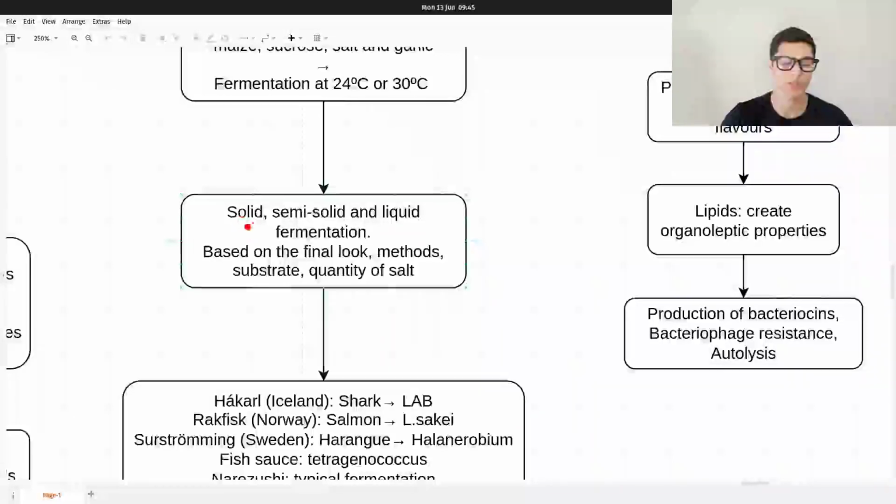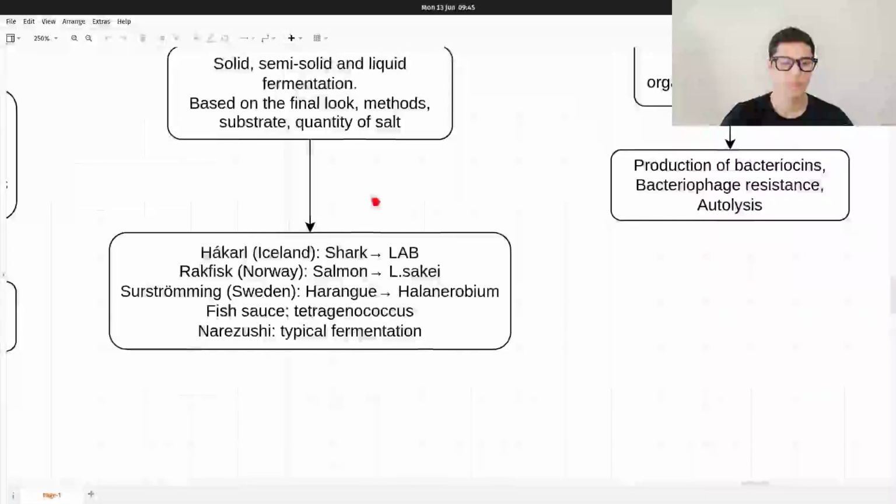We have the solid, the semi-solid, and the liquid fermentation, and also classification based on the final look, the methods used, the substrate, which fish we use, and the quantity of salt as well. Then we have the European fermented fish.